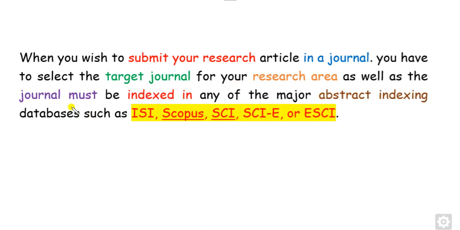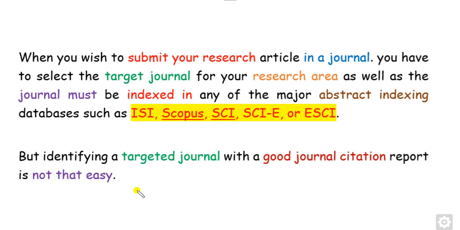So the target of this video is that whenever researchers want to submit their research articles to any journal, they will choose the journal based on their research area, as well as based on the journal being indexed in some of the major databases like Web of Science or ISI, Scopus, SCI Index, Emerging, and so on. But it is quite obvious that identifying a target journal with a good impact factor is not an easy task. So in order to discuss this, we will show you how you can check whether the target journal is Scopus Index or not.